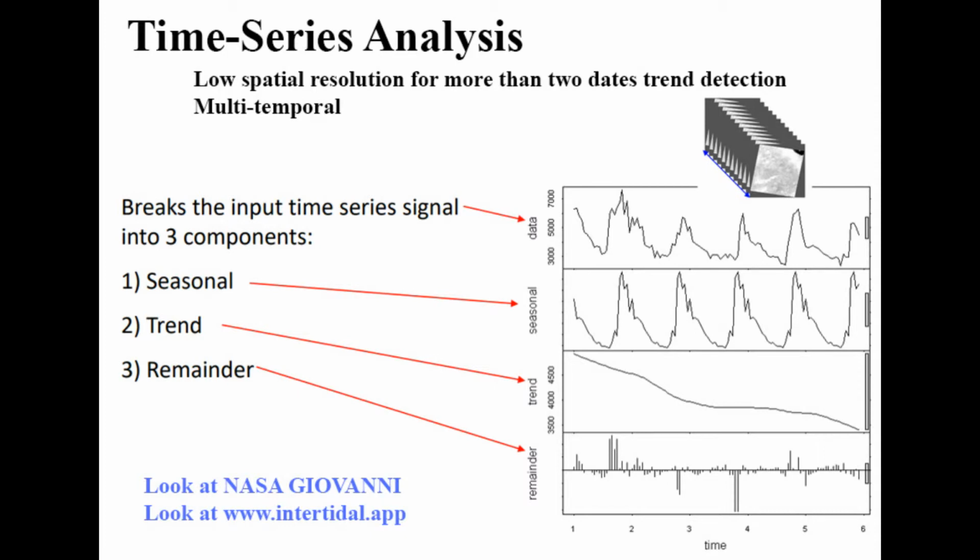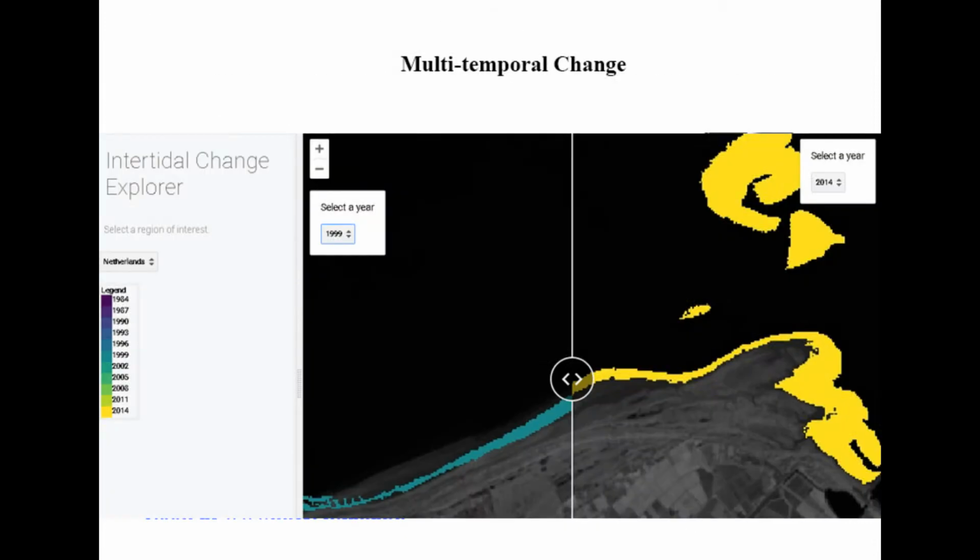And you can make that into a remainder graph. And so what time series analysis really looks like is that if you go to www.intertidal.app, you can see this multi-temporal page. This is where you can select a year on the left and the right, and you can see the temporal change of, I don't know what this is for. This is tides. So you can see the effect of tides year by year. And yeah, that's really what time series analysis is about.